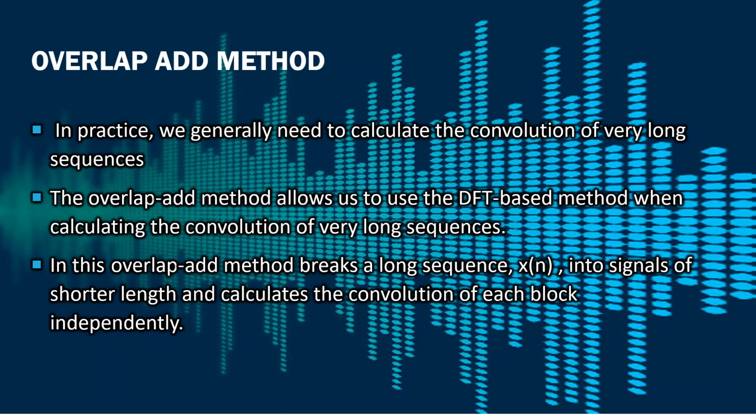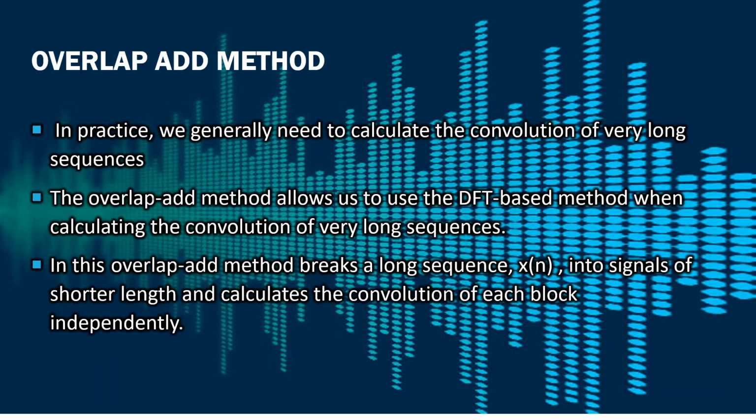In practical scenarios, we need to calculate the convolution of very long data sequences, and the overlap add method is one of the methods for filtering of long data sequences. This method allows us to use the DFT based method when calculating the convolution of very long sequences. In this overlap add method, the input x of n will be segmented into subsequences of limited size.